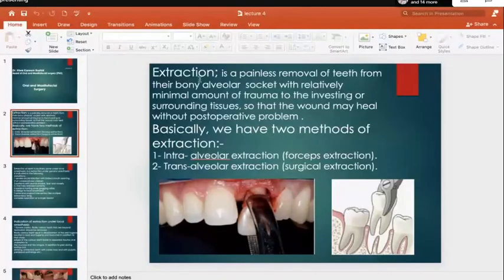You should also know the definition of extraction and how many types of extraction there are: surgical extraction and normal extraction. Intra-alveolar extraction is the normal one. Trans-alveolar is the surgical extraction.